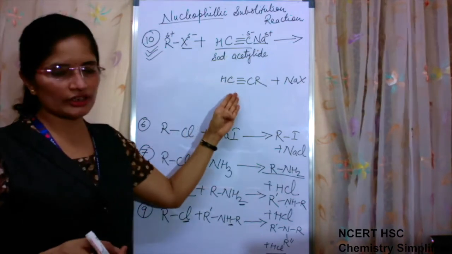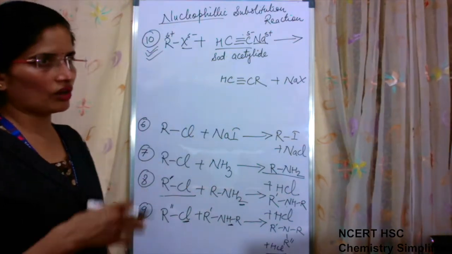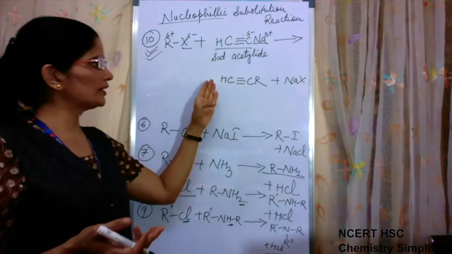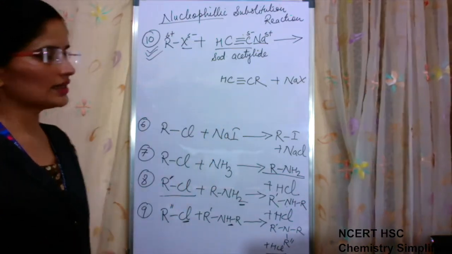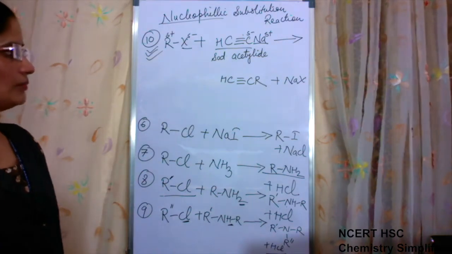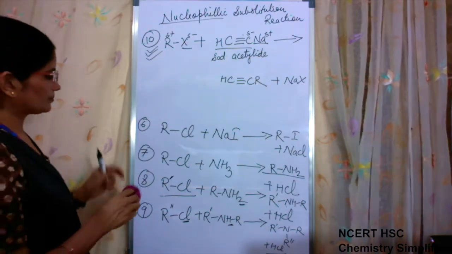Triple bond can be reduced to single bond. If we want a long chain of alkane, then triple bond will be converted first into double, then double will be converted into single by reduction. So first, longer chain can be obtained by this reaction.